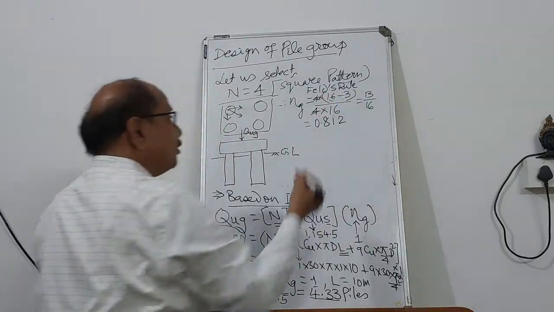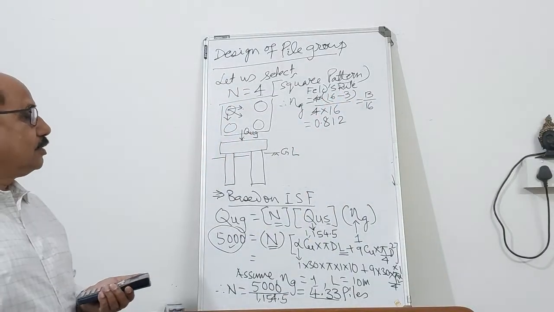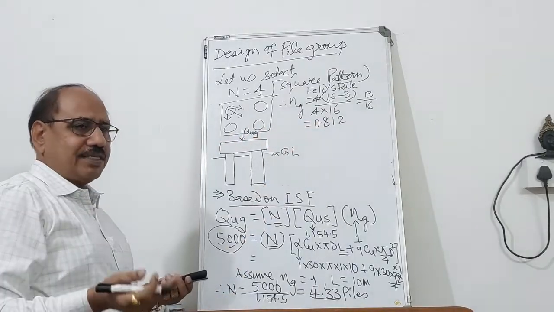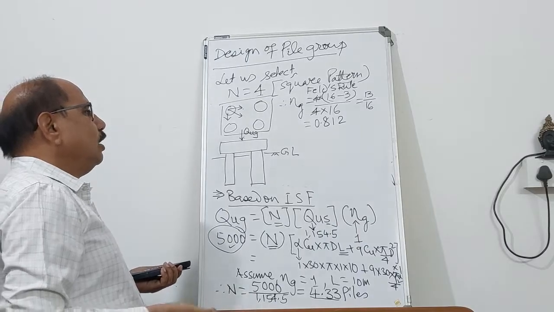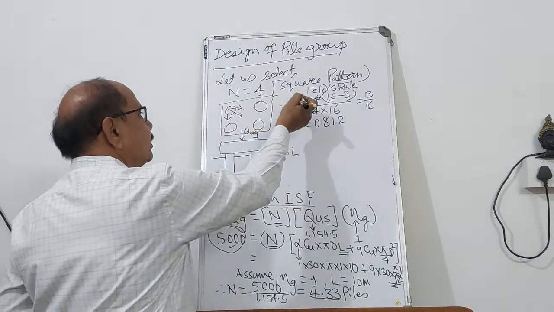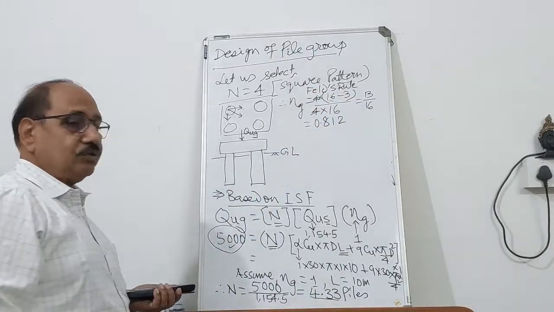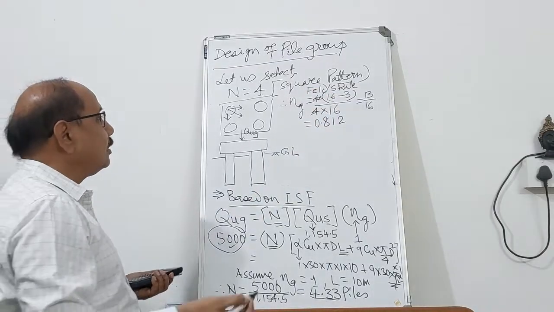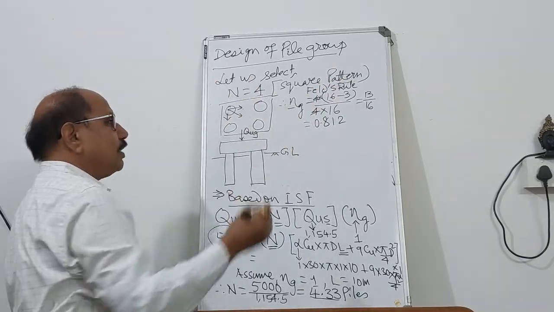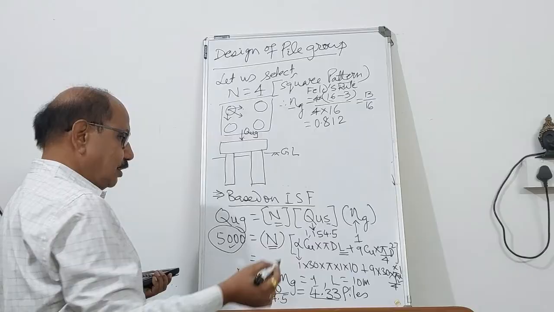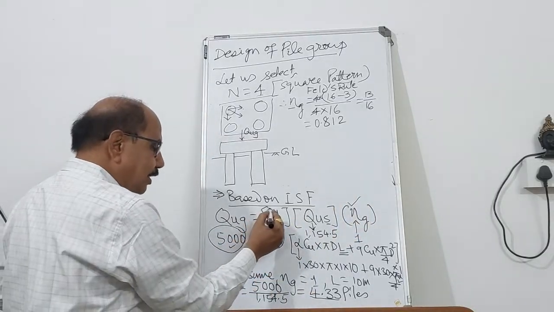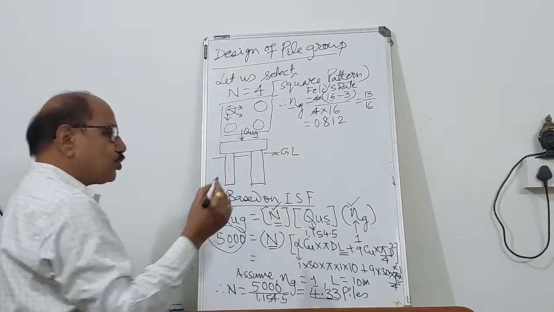You can also use the Converse-Labarre formula. You will get a value very near to 0.8, 0.79 something. So there is not much difference whether you use Feld's rule or the Converse-Labarre formula. Once the pattern is fixed, I am in a position to calculate eta G. So eta G is now known to me. The total number of piles has been fixed to 4.